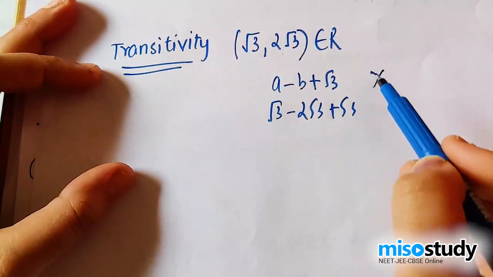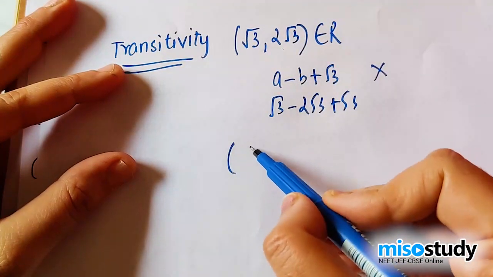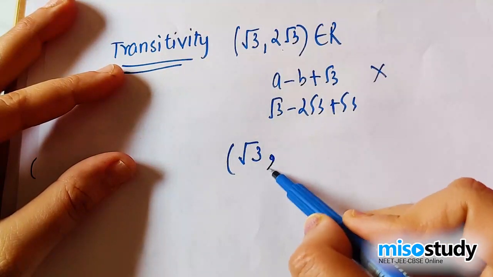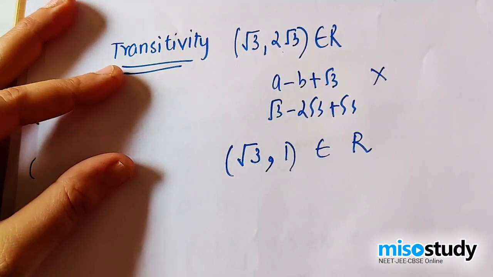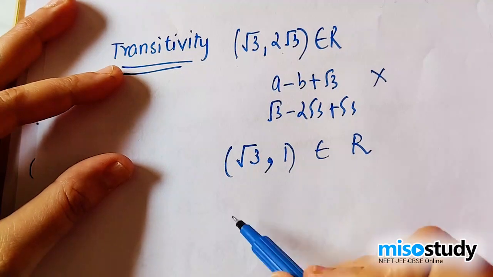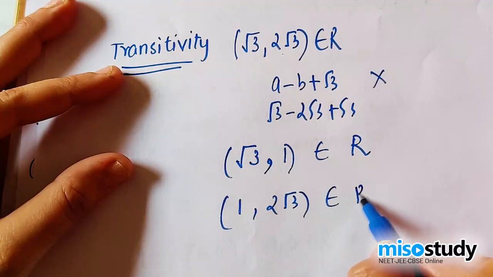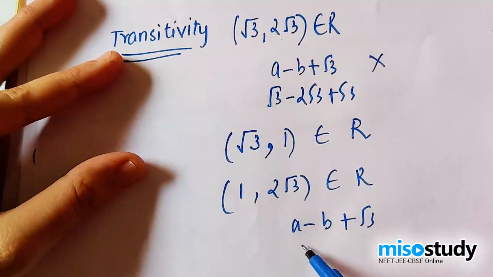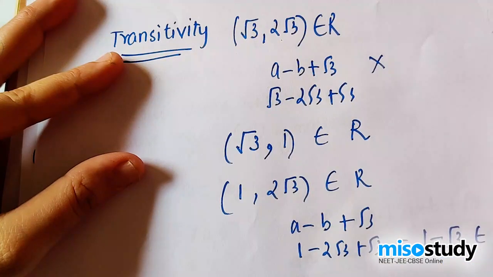Let's frame it now. Let's for instance take root 3 comma 1 belongs to R. We checked it when we were checking for symmetric. Alright. Now 1 comma 2 root 3. Let's see whether this belongs to R or not. Now A minus B plus root 3. Let's check. 1 minus 2 root 3 plus root 3 is equal to 1 minus root 3. Yes, it belongs to R.